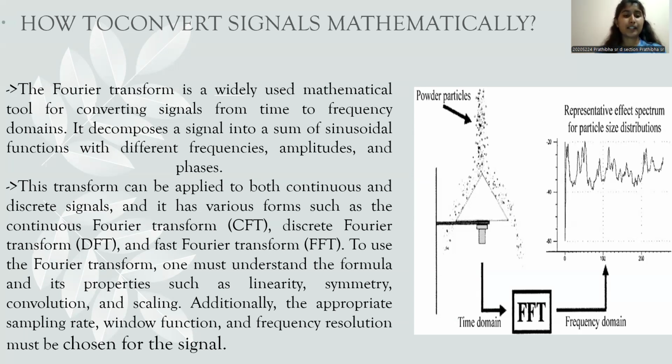This transform can be applied to both continuous and discrete signals, and it has various forms such as the continuous Fourier transform, nothing but CFT, discrete Fourier transform DFT, and fast Fourier transform FFT. To use the Fourier transform, one must understand the formula and the properties such as linearity, symmetry, convolution, and scaling. Additionally, the appropriate sampling rate, window function, and frequency resolution must be chosen for the signal.